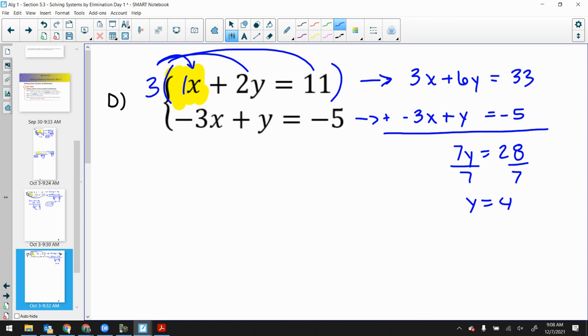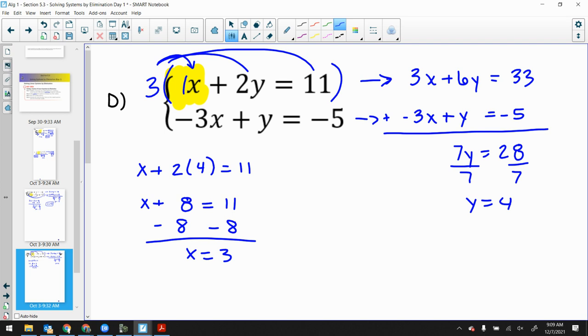Let's plug it back in. Let's go back into my original top. X plus 2 times 4 is 11. 2 times 4 is 8. We subtract it. 3. 3 comma 4.